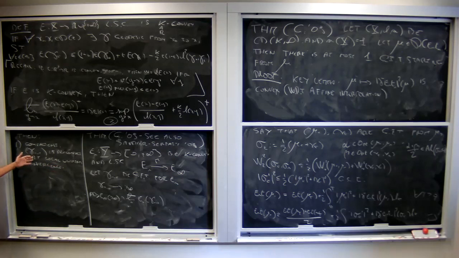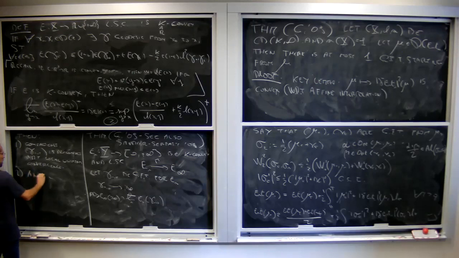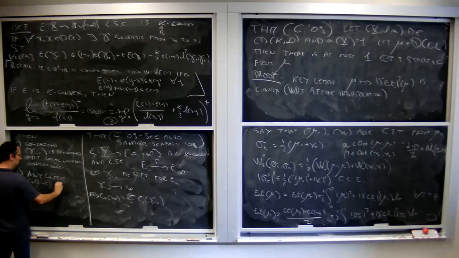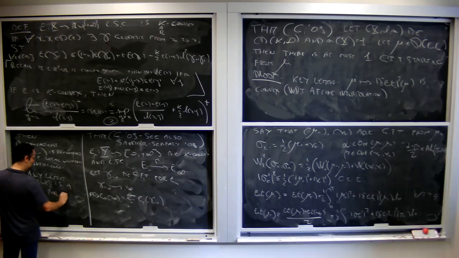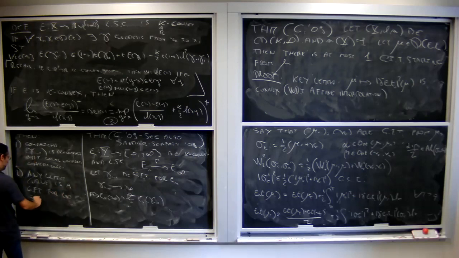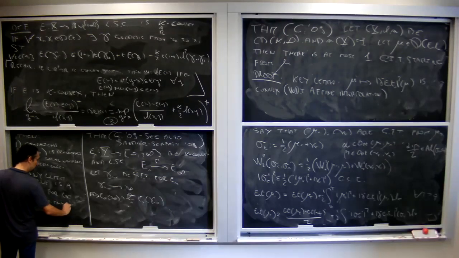Any subsequence has a further extraction such that on any compact interval of (0, plus infinity), it converges uniformly to a limit curve. Two, any limit curve is a gradient flow trajectory for E infinity, starting from x infinity.